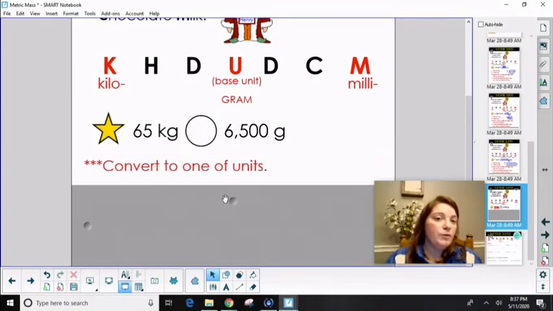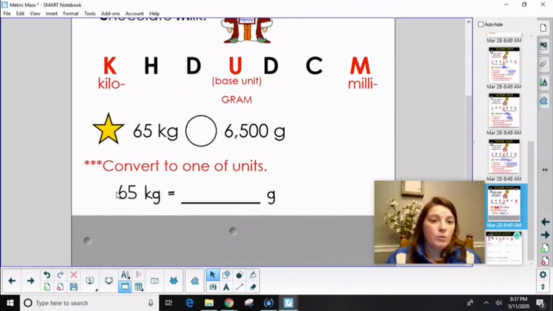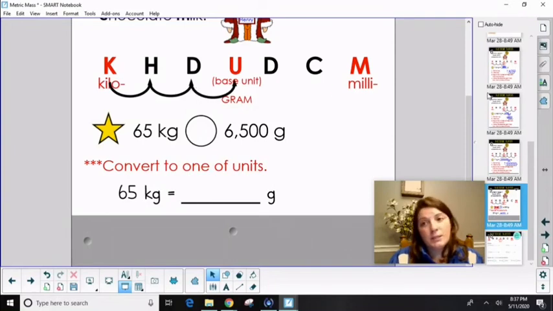All right, we are converting to one of the units. I'm going to do what I normally do and go to the smaller unit, which would be the gram. Gram is smaller than a kilogram. So, taking my kilograms, converting them to grams. Remember, when we do these comparisons, you have to make a conversion first. So I'm going from kilograms to grams. Count your hops. 1, 2, 3 to the right.